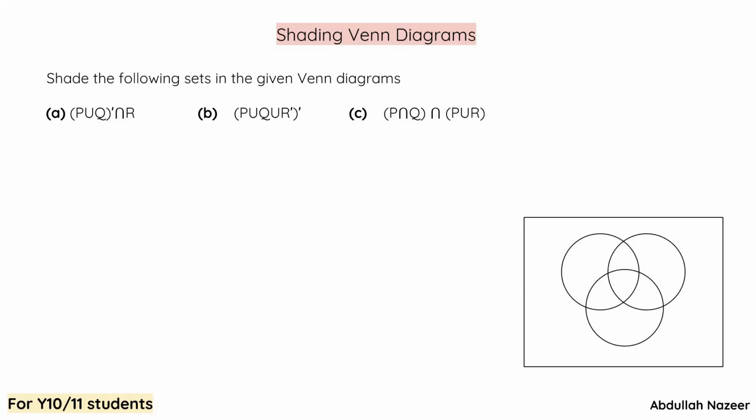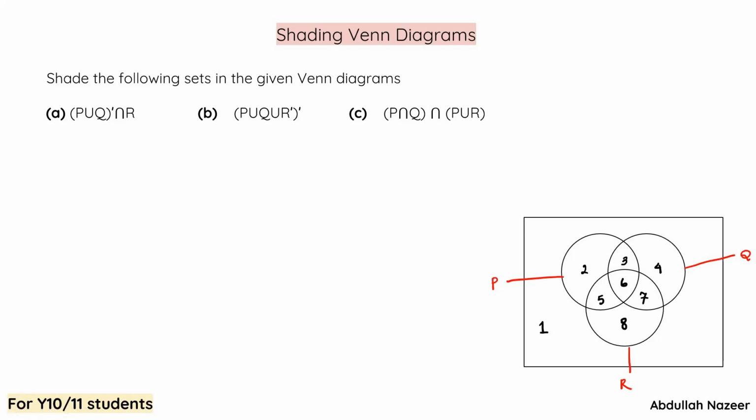Shade the following sets in the given Venn diagrams. Let's start off by naming the sets first. So let's say that this is our set P, this is our set Q, and this is our set R. As you know, the numbering method involves assigning each region with a number. So let's do that first. I'm going to assign 1 as the number to the outside region. This I'll say 2, 3, 4, 5, 6, 7, 8.